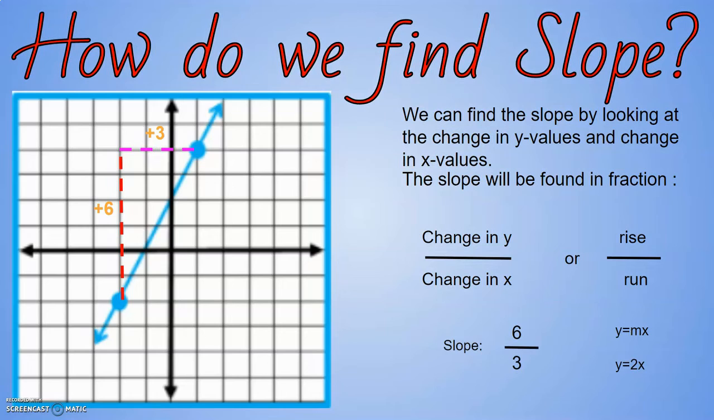So our slope is going to be 6 over 3, which, if we simplify that down, will give us 2. So when we look at y is equal to mx, we are going to see that y is equal to 2x.